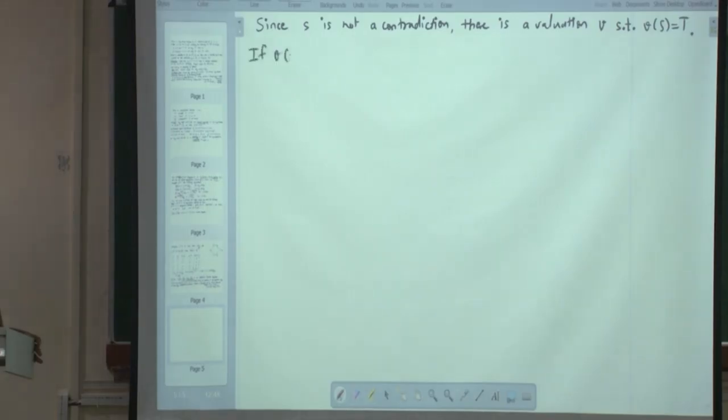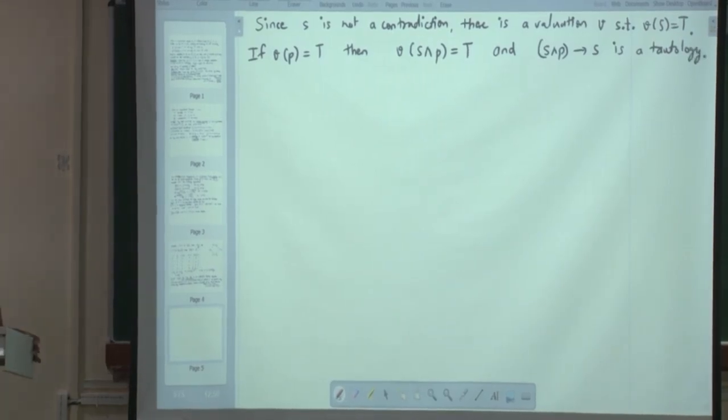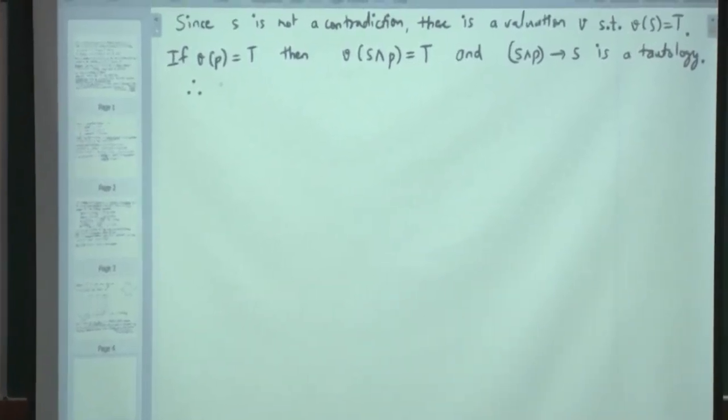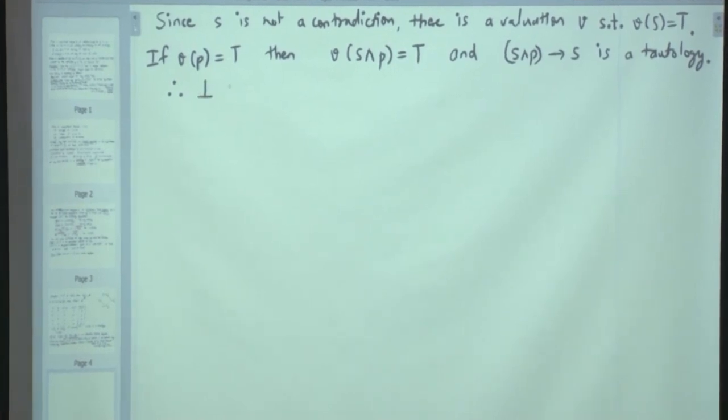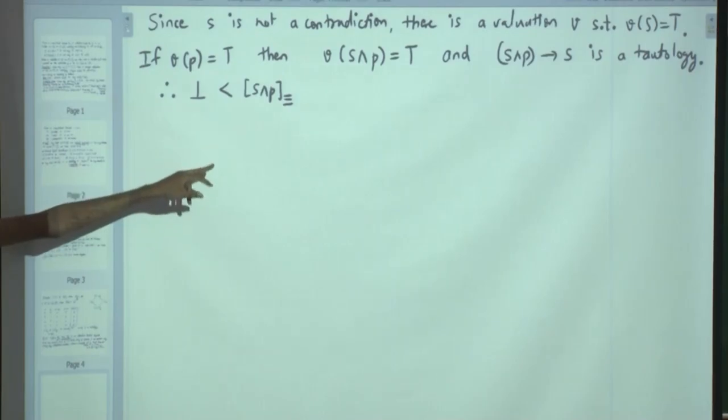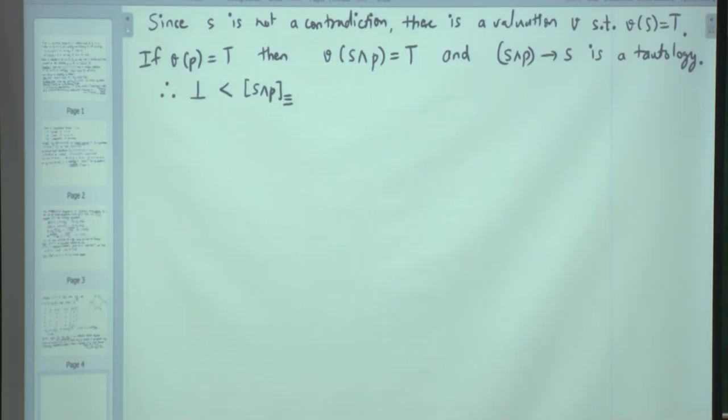If V of P is equal to true, then V of S conjunction P is also equal to true, and S conjunction P implies S is a tautology. Please verify that this is a tautology, and therefore false is less than the class of S conjunction P. Why is it strictly less than? Because there is a valuation V which makes this true.